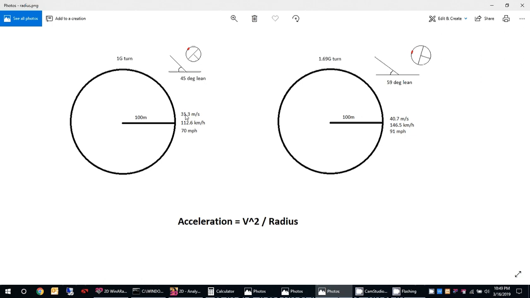We have to go to metric for the calculations, guys, because we're going to talk about G's, lateral G's. And G's are inherently metric because we call 9.8 meters per second squared 1 G. So we're going to go metric here. We're going to do this left-hand turn over and over at 31.3 meters per second. To measure lateral acceleration, we do velocity squared divided by radius.